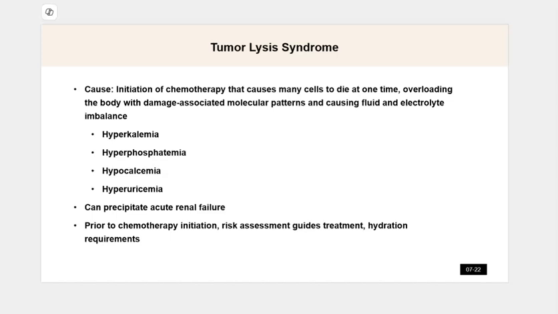So, in order to head this off at the pass, for certain chemotherapies, they're going to assess your risk for it, and then they will treat it preemptively with hydration. It's typically the main thing. They're just going to keep those kidneys flushed, and then they carefully monitor you, and they're monitoring your labs.